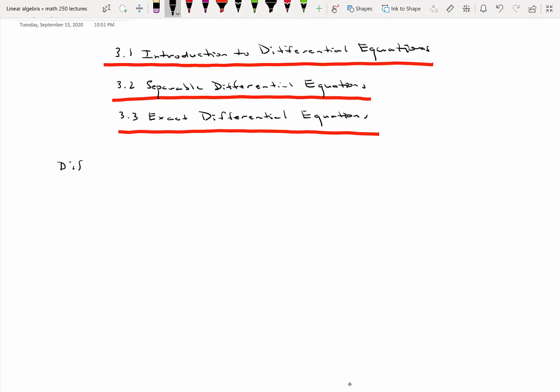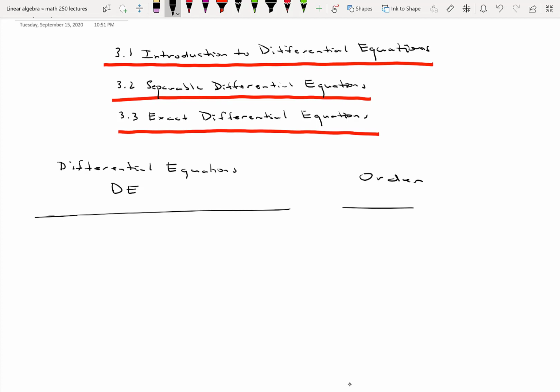Differential equations. And if you want, you can abbreviate DE. So let's put the DE on this side. And on this side, let's put the order of the differential equation. The order of a differential equation is not difficult. Here's an example. So a differential equation might be y prime equals x.